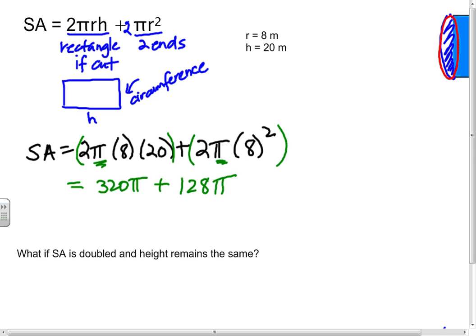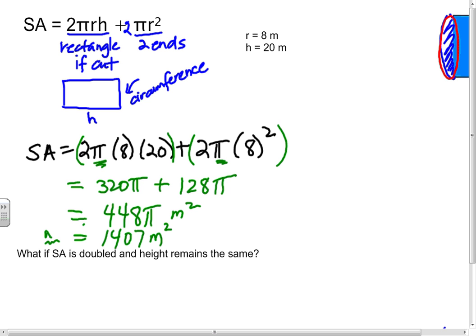Which would be a total of 448 pi. That would be an exact answer. If you're doing a decimal answer, and let me just make an unhappy face, then it would be 448 times pi, which would be a surface area of 1,407. And our units were meters. And since it's area, it's meters squared. But I like the 448 pi meters squared better.